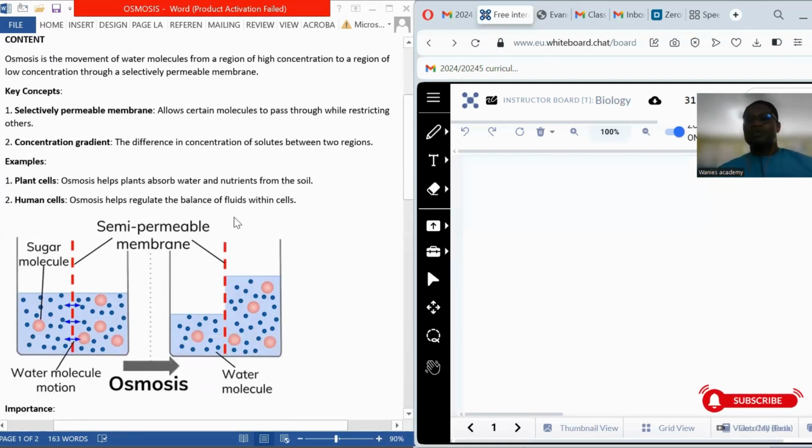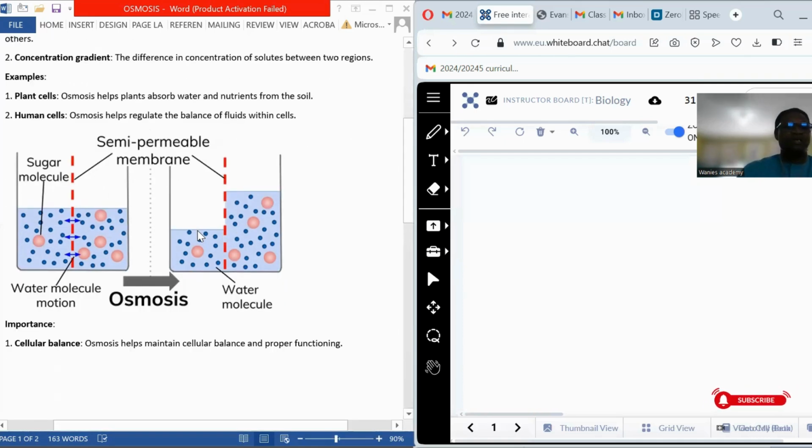Now let's see examples of osmosis in the plant cell. It helps plants absorb water and nutrients from the soil. The roots of plants have root hairs. The root hair serves as a selectively permeable membrane that allows water and some dissolved mineral nutrients to move through the entire plant. In human cells, osmosis regulates the water balance in the body. This is a function of the kidney, which is involved in the osmoregulatory process of the body.